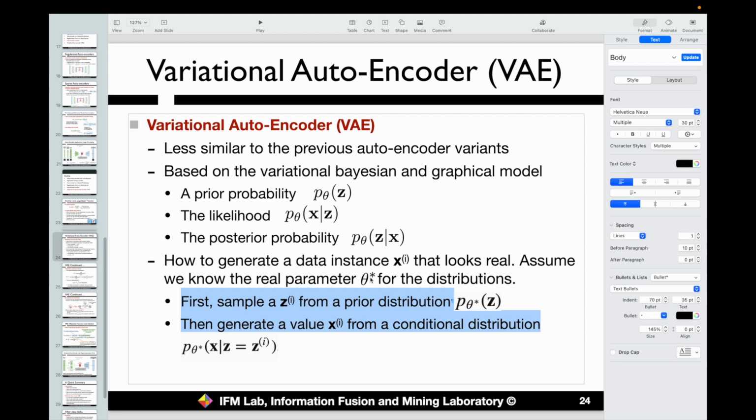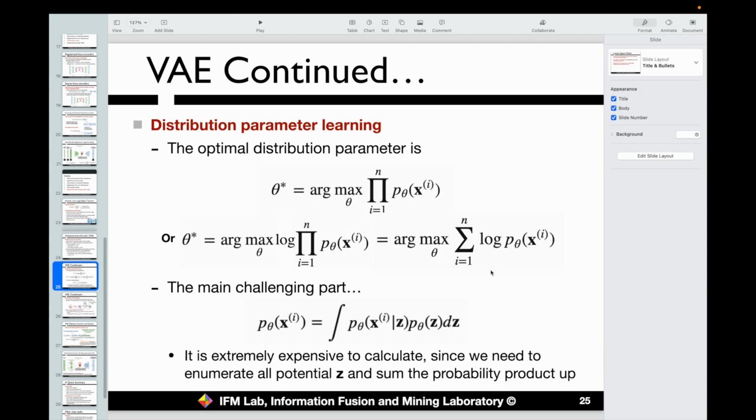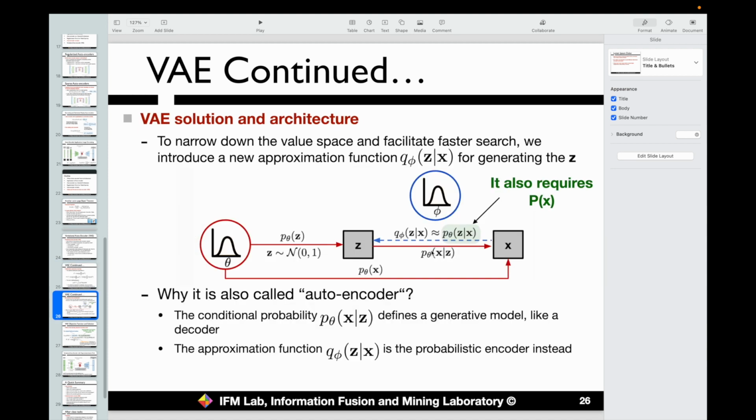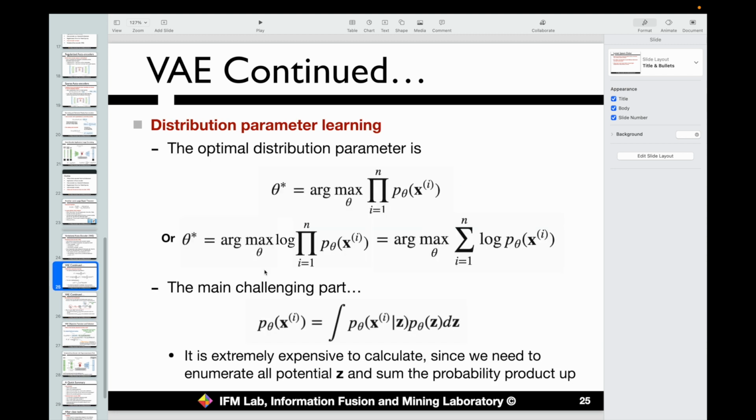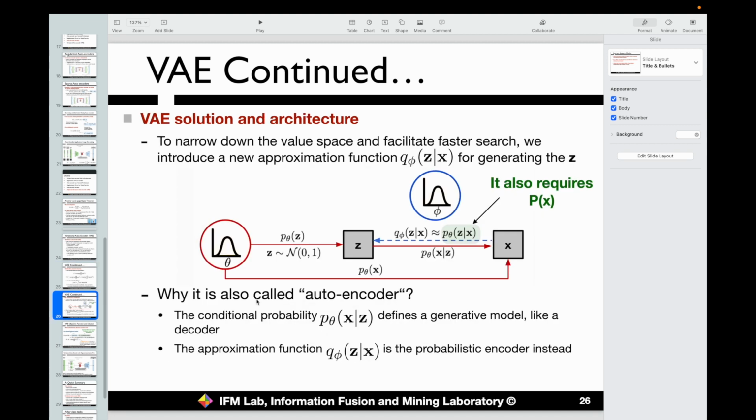Then the way we solve this problem actually is to optimize this term. So instead of enumerating all the z's, we try to define one more distribution to help us narrow down the space to sample some z's. So given the x, we sample some z's, and using this z, we can further define the px distribution for optimizing the objective function to learn the theta star. And then based on it, we can solve the problem.